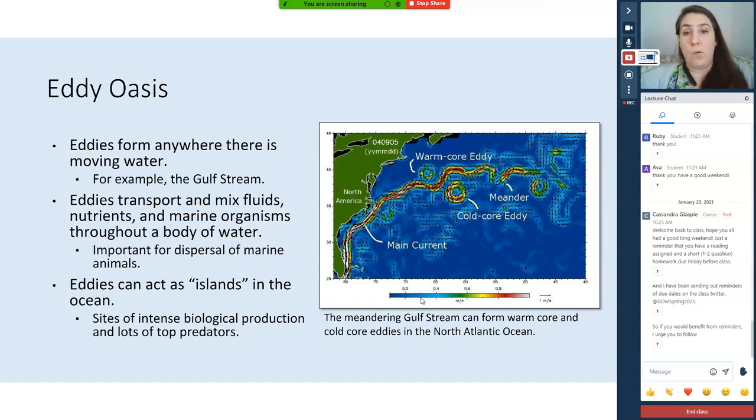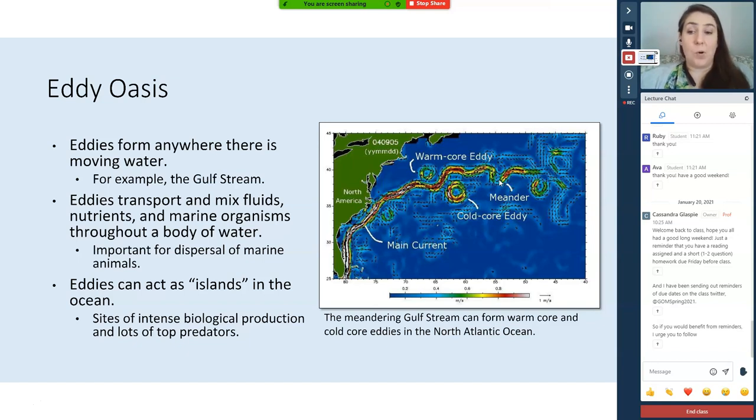Eddies don't only form in the loop current, so this is not something that's specific to the loop current. Eddies will form anywhere there is moving water. So for instance, they form along the Gulf Stream. Here you have an image of the Gulf Stream moving up the east coast of the US and then heading out into the Atlantic Ocean. And you can see that the Gulf Stream meanders. As it meanders, there's a possibility of those little loops that form to produce an eddy. So we get eddies forming in the Atlantic Ocean as well.